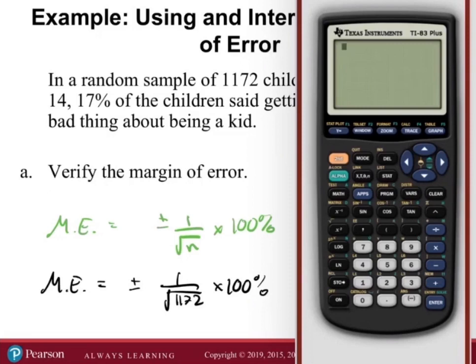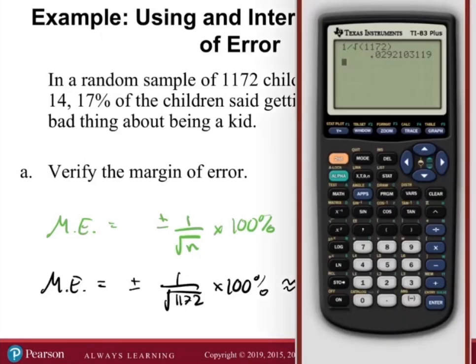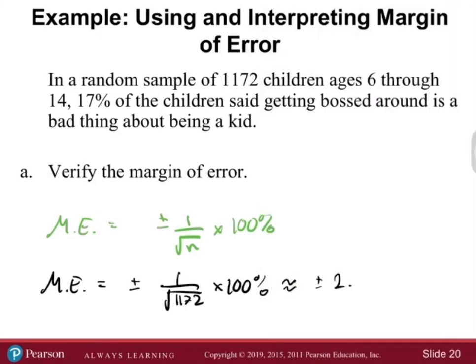All right. Let's calculate this. 1 over the square root of 1172. Okay. Oh, that's not 11. 1172. Okay. Times 100. Let's just say 2.92% plus or minus. So we'll say approximately it's plus or minus 2.9? No. 2.92%.